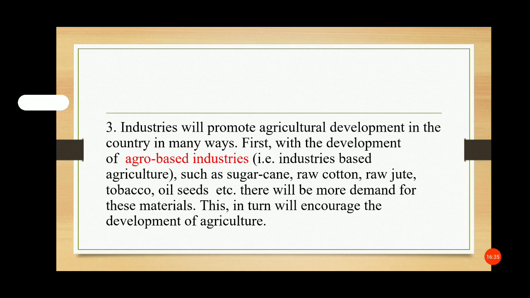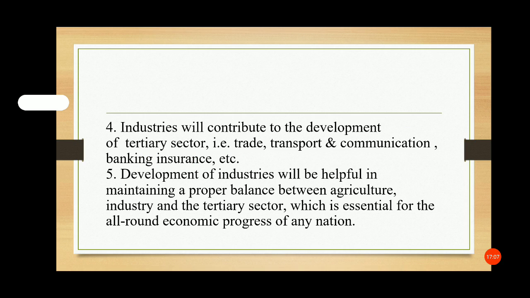Industry will promote agriculture development in the country in many ways. First, with the development of agro-based industry such as sugarcane, raw cotton, raw jute, tobacco, oil seed, etc., there will be more demand for these materials. This in turn will encourage the development of agriculture. Industry will contribute to the development of the tertiary sector: trade and transport, communication, banking, insurance.